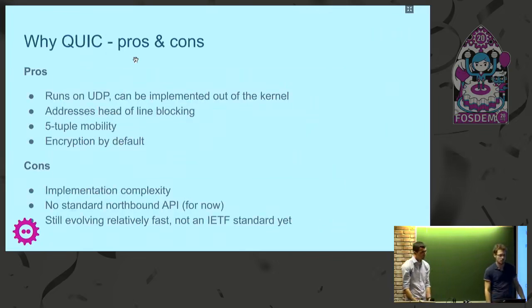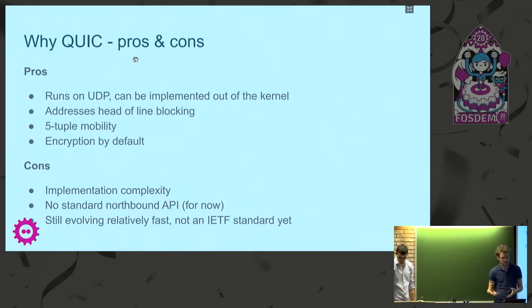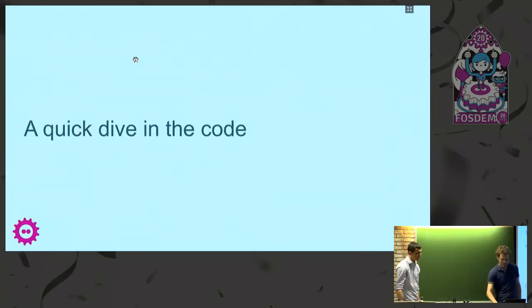To recap the pros and cons, the cool thing about it is that it runs on UDP. So it can be implemented out of the kernel and can evolve quite fast, which is a nice thing because it's not yet an IETF standard, which gets into cons. Again, it addresses head-of-line blocking, provides mobility, and provides encryption by default, which is nice when we try to move to HTTPS. But on the con side, it has some complexity that we've tried to address by implementing it. And for now, we don't have a very standardized northbound API, something that we want to address in this talk.